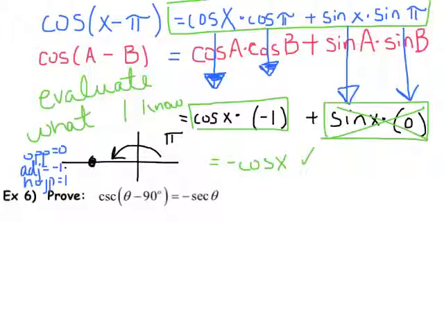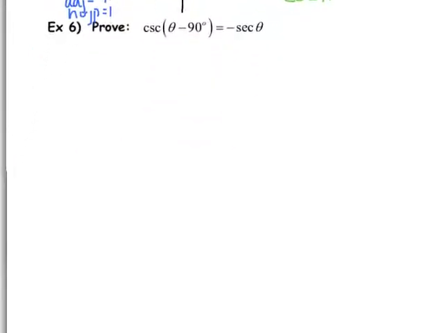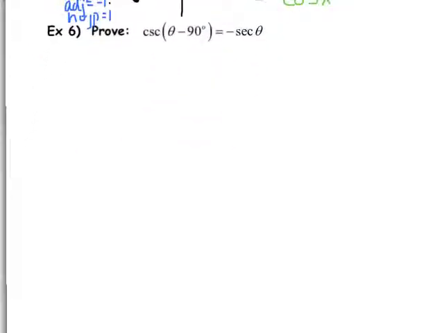All right, in example 6, this is cosecant of theta minus 90. Something interesting is that on your formula chart, you actually don't have any of the reciprocals. You're only given sine of a plus b, sine of a minus b, cosine of a plus b, cosine of a minus b, tangent of a plus b, and tangent of a minus b. So what we have to do is use reciprocals. So let's start on that side.